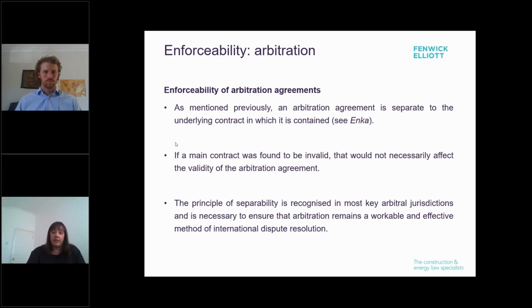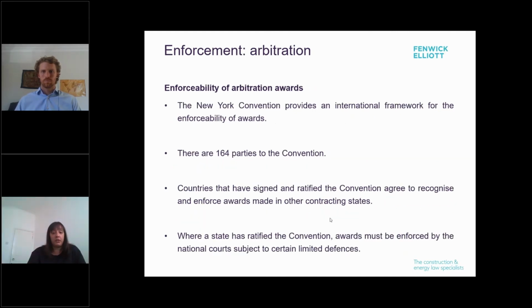The second point is the enforceability of arbitral awards. The New York Convention provides an international framework for the enforceability of awards. There are currently 164 parties, beg your pardon, to that convention. Most have ratified the convention, and countries that have signed and ratified it agree to recognize and enforce awards made in other contracting states. Where a state has ratified the convention, awards must be enforced by the national courts, subject to certain very limited defenses. Robbie?